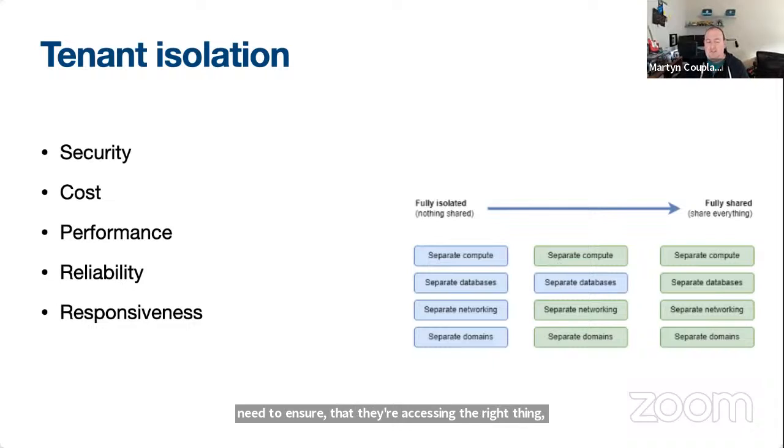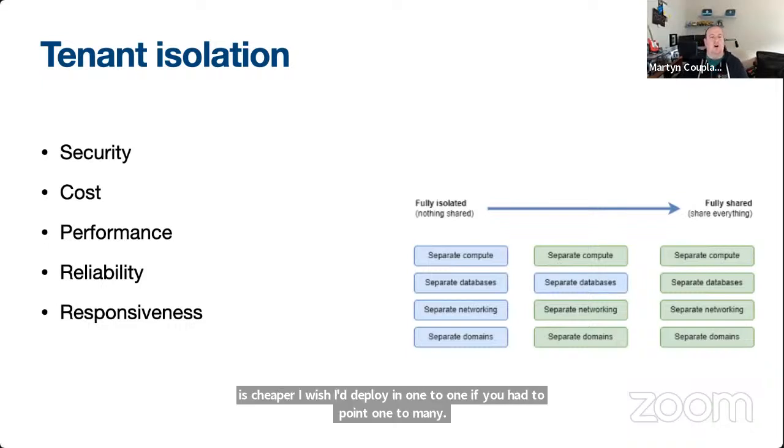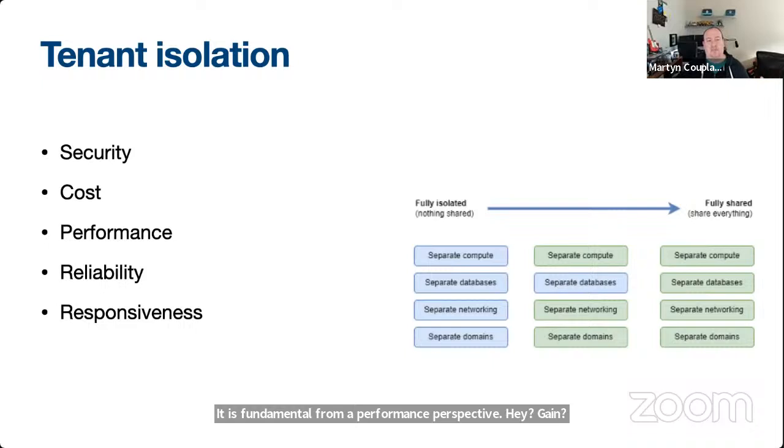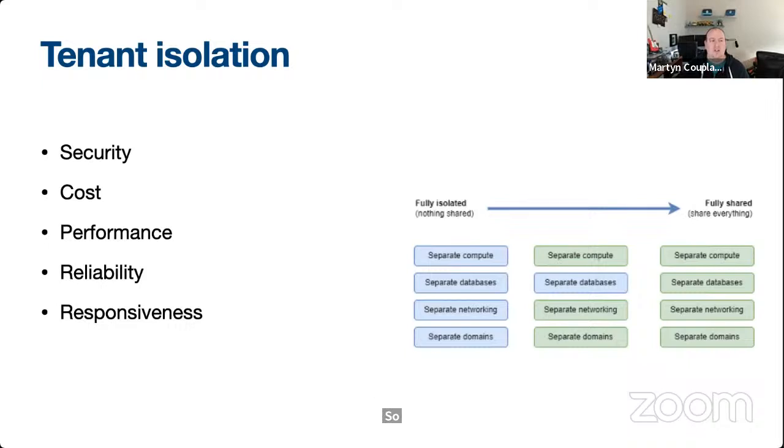And from a cost perspective, pretty simple, right? Shared infrastructure that is used by multiple tenants is cheaper. Unless you're deploying one-to-one, if you're deploying one-to-many, it is fundamentally cheaper. From a performance perspective, again, if you're scaling up and sharing that infrastructure, the performance may suffer as more customers use it, since its resources may be consumed faster. So again, noisy neighbor syndrome is a thing that you need to think about.